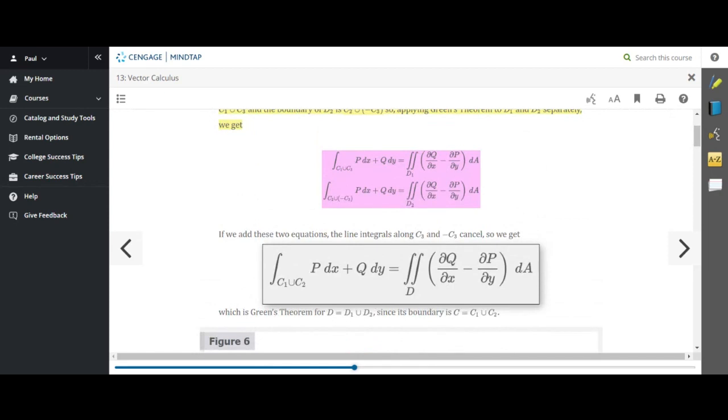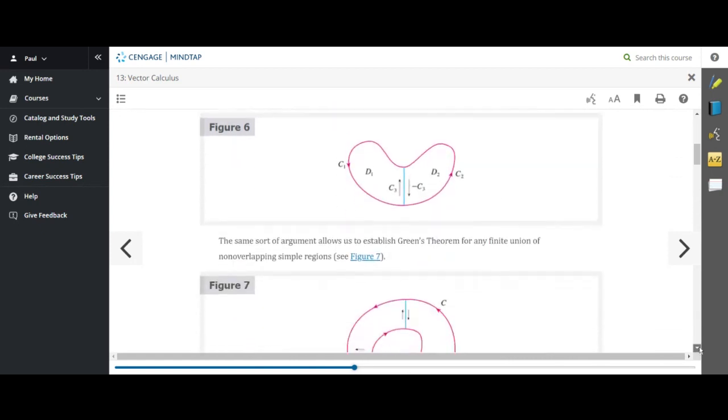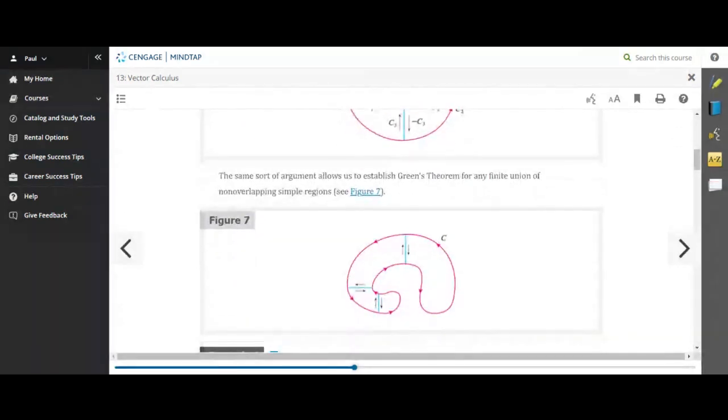And so effectively, for the line integral across C1 union C2, we could apply Green's theorem. It effectively allows us to extend Green's theorem to regions that are not simple. Okay, that's the idea. And if you look down here in figure 7, they give you an even more extreme example of that.